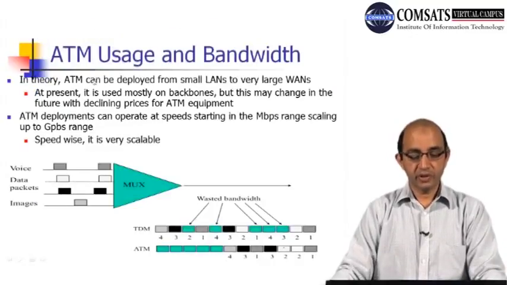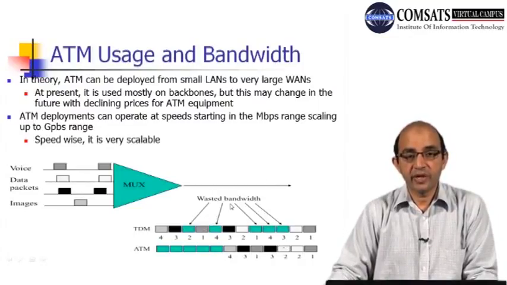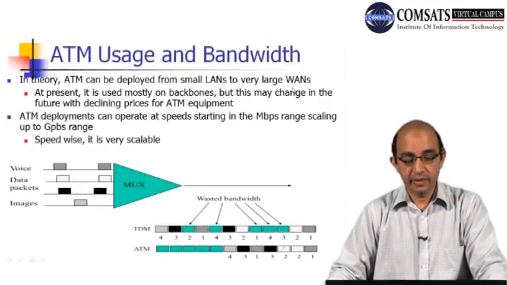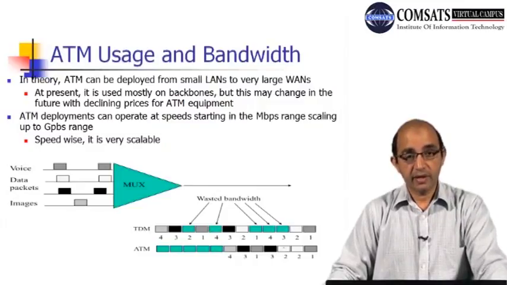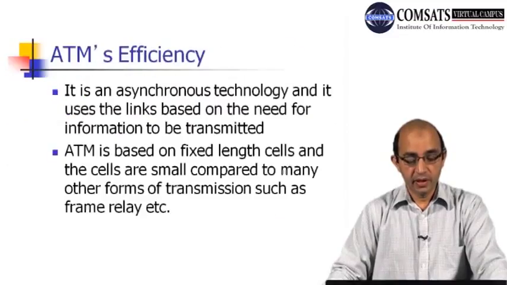Here we have mentioned the advantage, that is we can use bandwidth in the most effective and efficient way, right? ATM can be deployed from small LANs to very large WANs, from megabits to gigabits per second data rate transmission, right? So you can see that we have better advantages of bandwidth utilization, right?